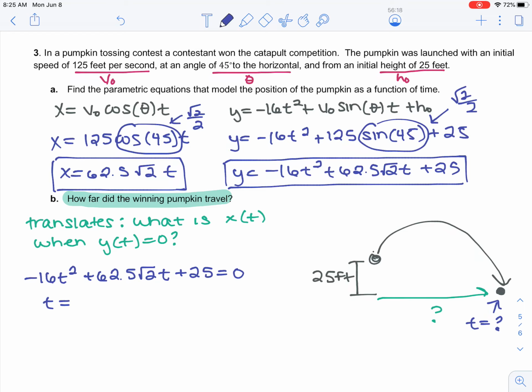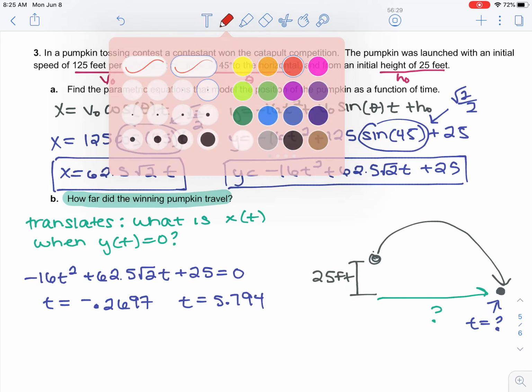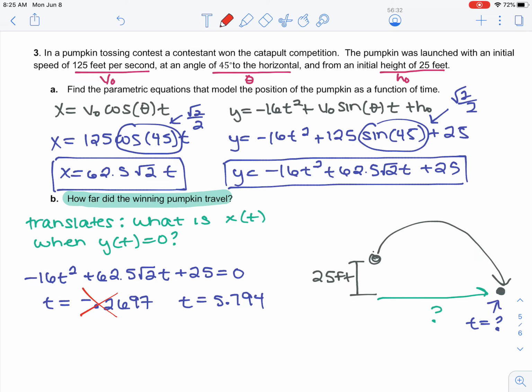So using the quadratic formula, we find that t is equal to negative 0.2697 as well as t is equal to 5.794. We've talked about how that negative time value doesn't quite make sense. So we're safe to grab that t is equal to 5.794. And maybe it's not the best idea to box that, right? Because that's not my final answer. The question wasn't when did the pumpkin hit the ground? It said how far did the winning pumpkin travel? So what we've done is we've figured out this t value over here.